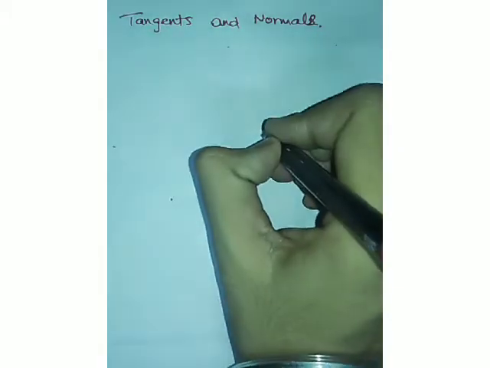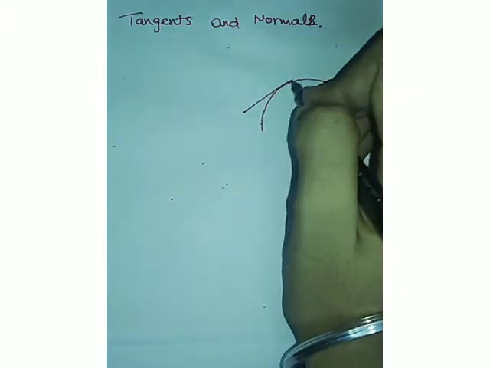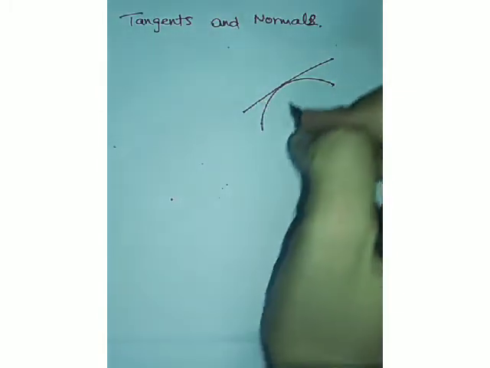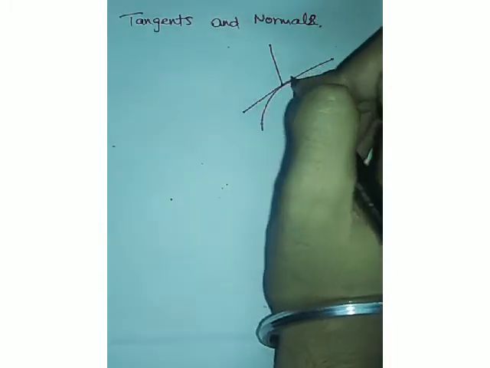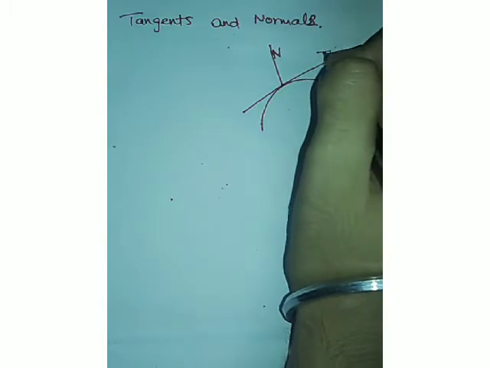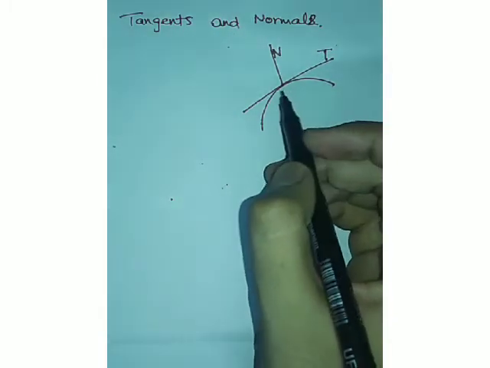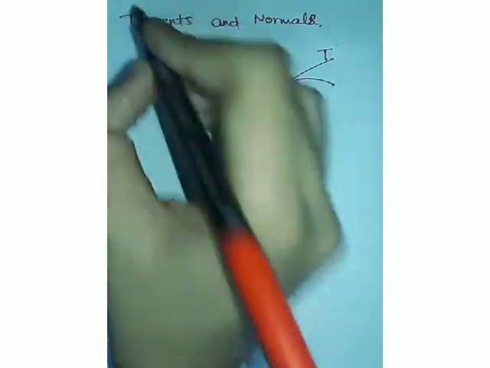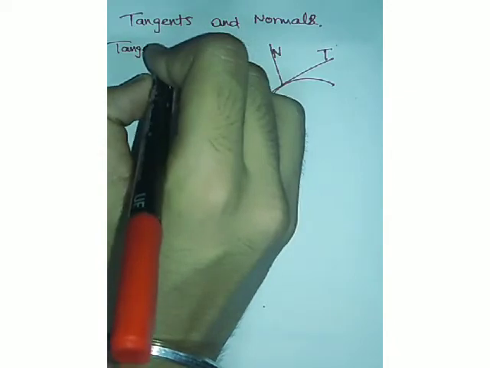Now firstly consider there is a curve, and when a line is touching the curve at one point it is known as tangent, and the line which is perpendicular to tangent is known as normal. Right, this is our normal and this is our tangent. We will be discussing the equations of tangents and normals with the help of derivatives. So firstly you have to keep these two equations in mind.